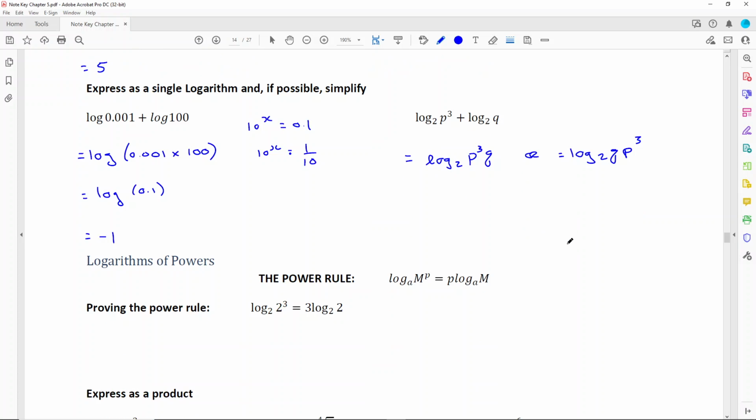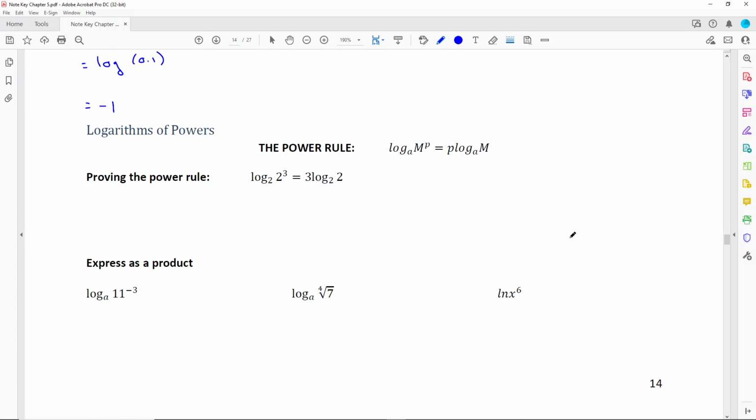All right, second rule. The second rule is the logarithm of powers. And what it is that if you have log base a of m, raised to an exponent p, so the whole m has to be raised to an exponent, then that exponent is allowed to multiply in front. So what it would be is log to the base 2 of 2 to the 3 would be the same as 3 log to the base 2 of 2. And so let's check it.